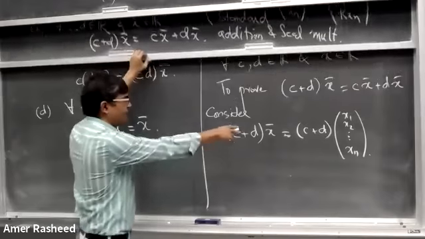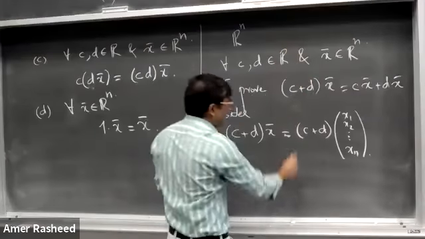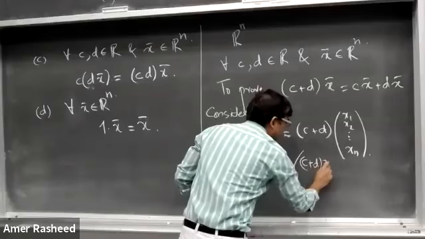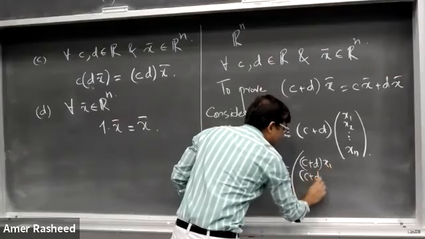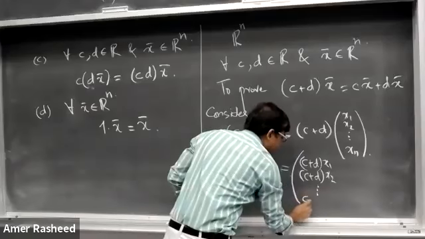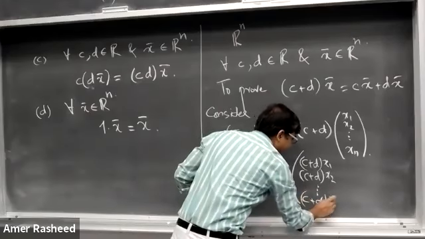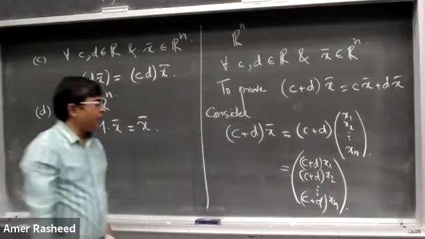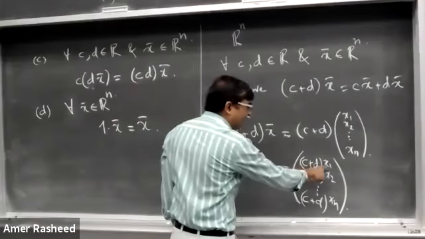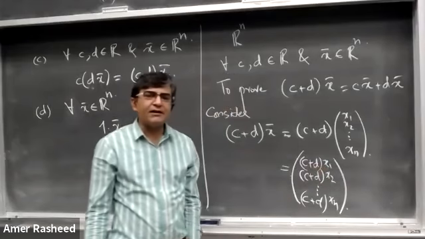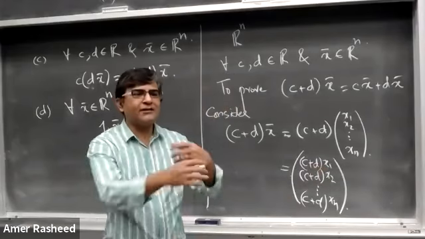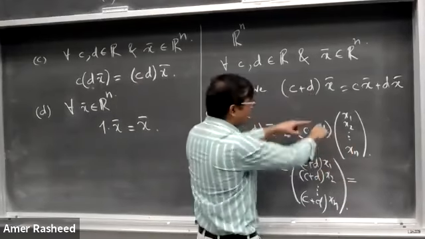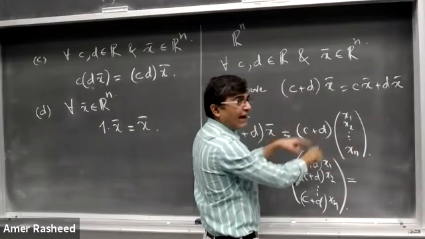Yes, we were proving this problem. Now, according to that definition, I can write C plus D times x1, C plus D times x2, and so on, C plus D times xn. Okay, this one. Individually, C, D, x1 are real numbers, so we can split them up. But as a combine, we cannot do it directly.